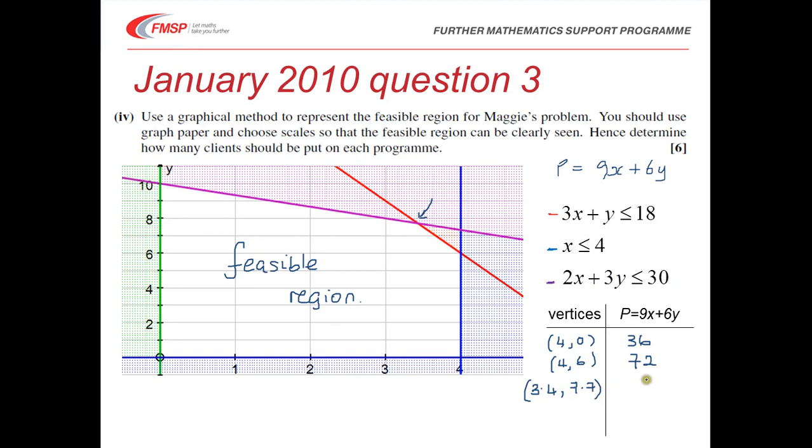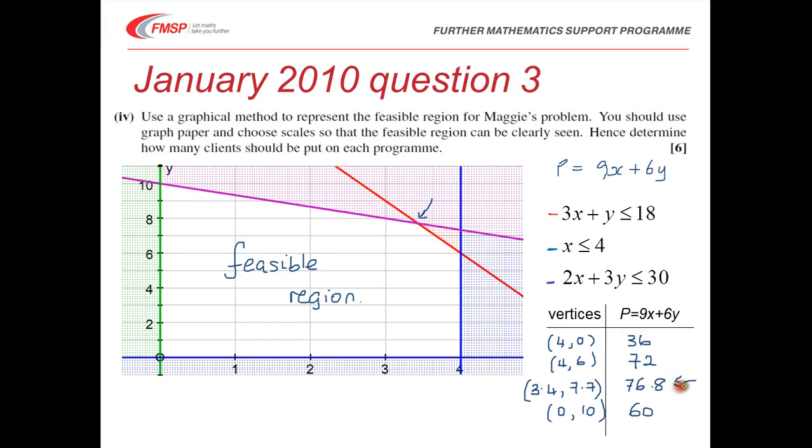And if I work out that value for 9 times 3.4 plus 6 times 7.7, I'm going to get 76.8. And then the last vertex is this one up here, which is 0, 10. I'm going to check that. And of course, if x is 0 and y is 10, then this will be 60. So this is the one that is looking like it would give us a solution.